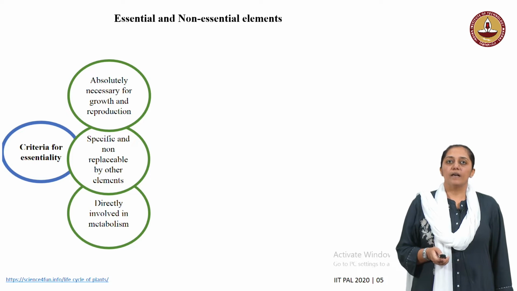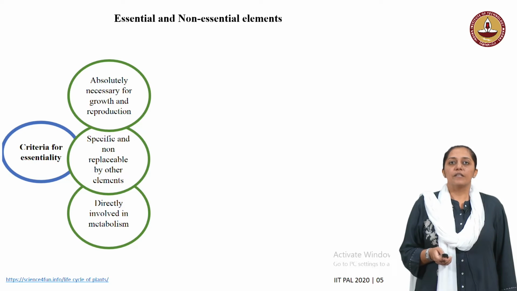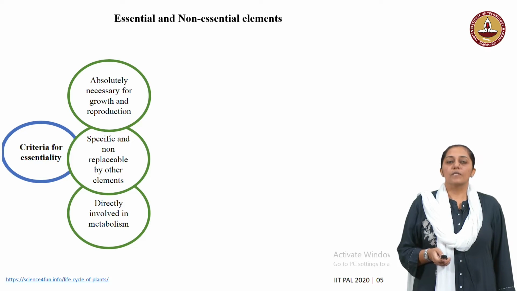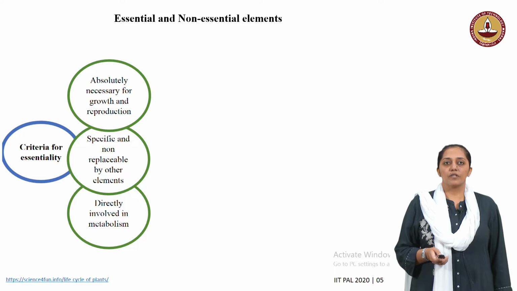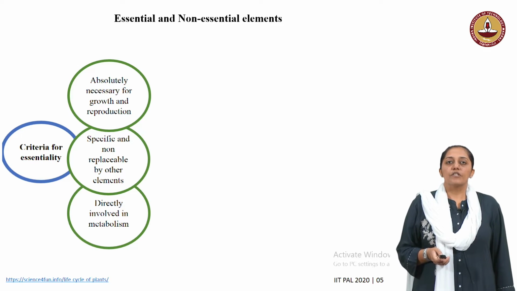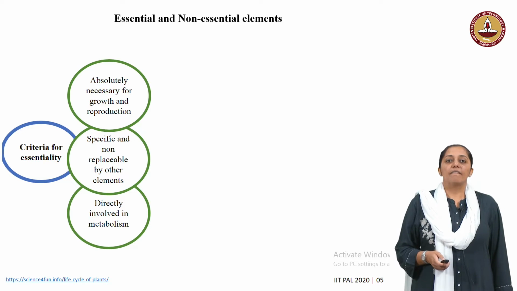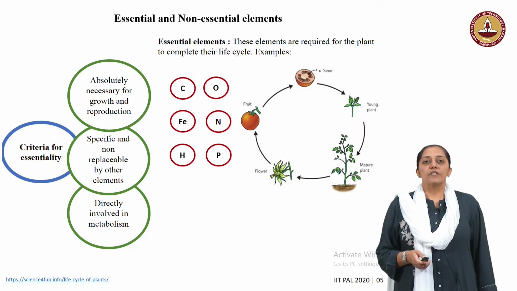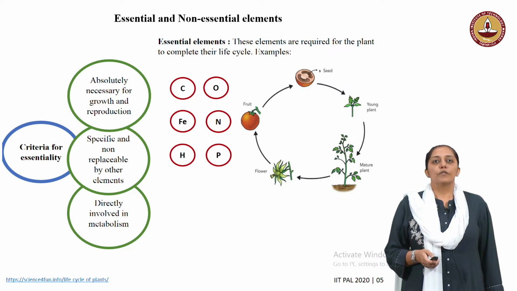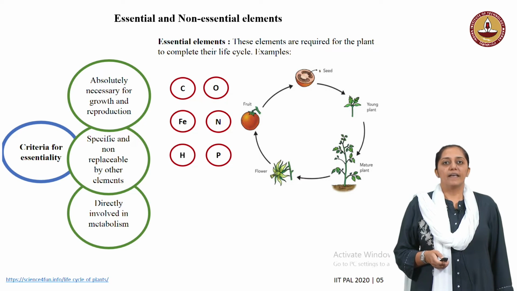So, what is the criteria which makes a mineral element an essential mineral element? The criteria of essentiality includes these: essential mineral nutrients are absolutely necessary for growth and reproduction. They are specific and non-repressible by other elements, and they are directly involved in plant metabolism. So, the essential elements are required for the plant to complete its life cycle.